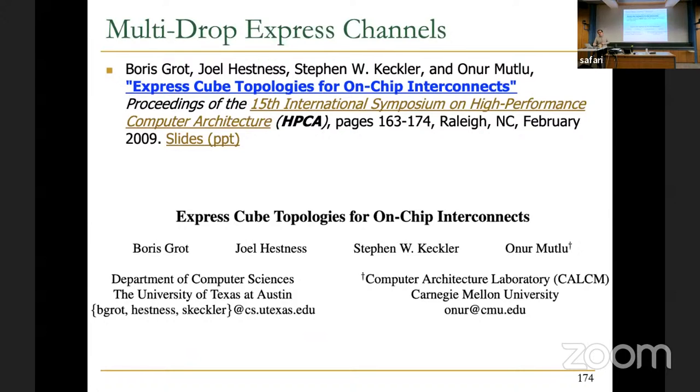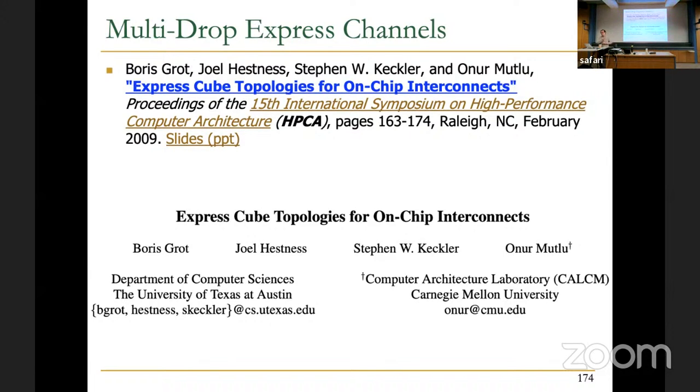Okay, but in the end, it builds on some sort of network like a multi-drop express channel. These express channels are important because they enable express connectivity from one region of the network to another. This is not the first paper on express channels, clearly, but there are specific papers on express topologies. It also provides a formalization of different express cube topologies. Basically, whenever you have express channels from one side of the network to the other, and you do have to have them if you want a low diameter in a network, it's called an express cube topology.